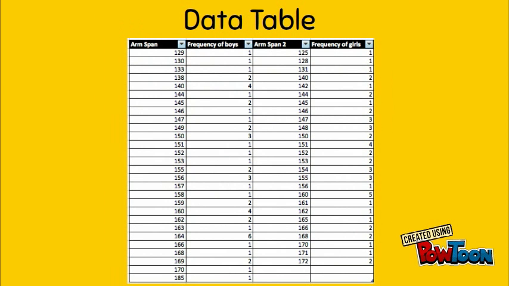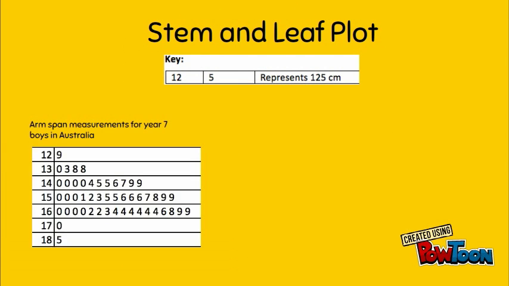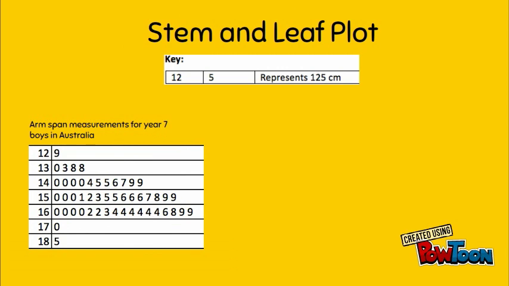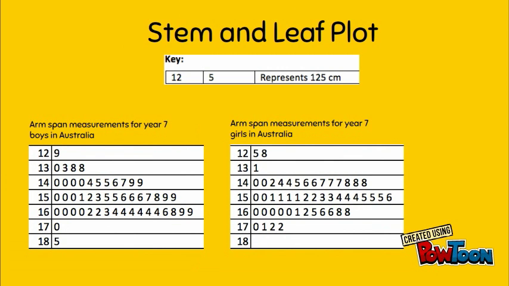The data table presents the sorted data in ascending form, which clearly indicates the range and frequency of measurements for both groups of data. Stem and leaf plots allow the numbers to tell the data story, and you can see here that these graphs clearly show the frequency distributions of both sets of data. It is clear that the range, mode and modal region are higher in the boys' data set.